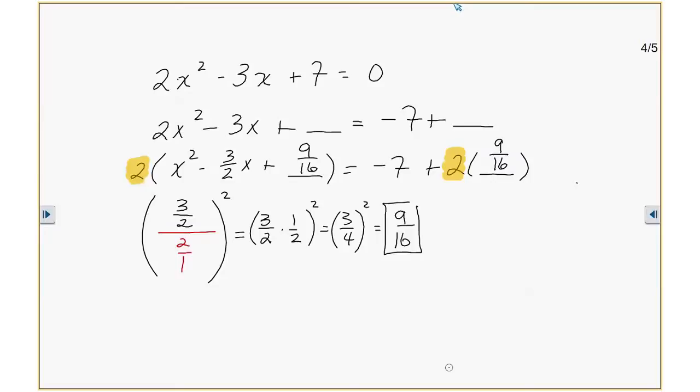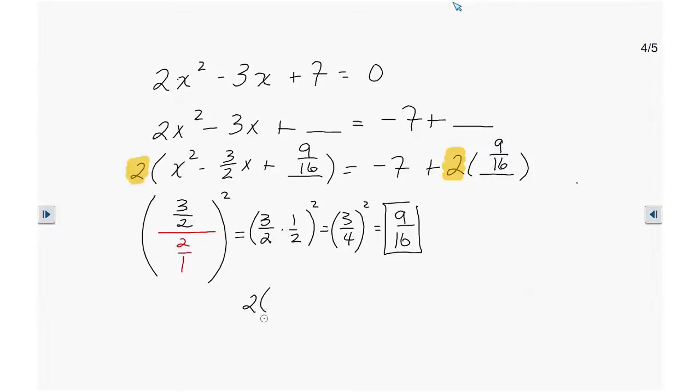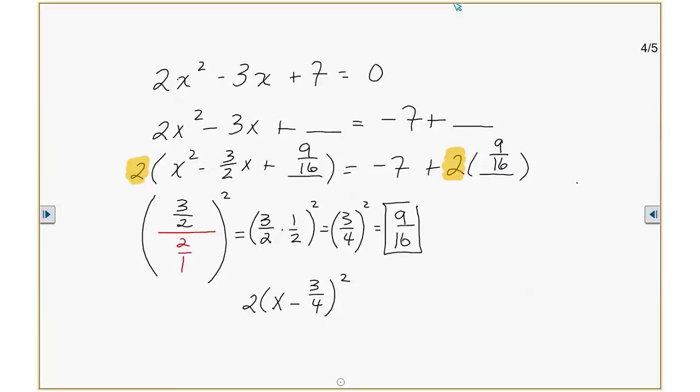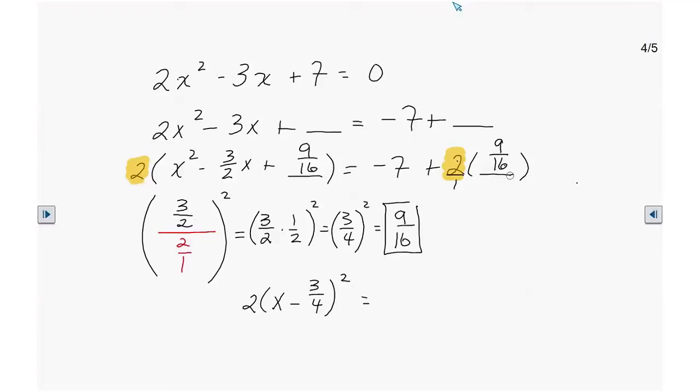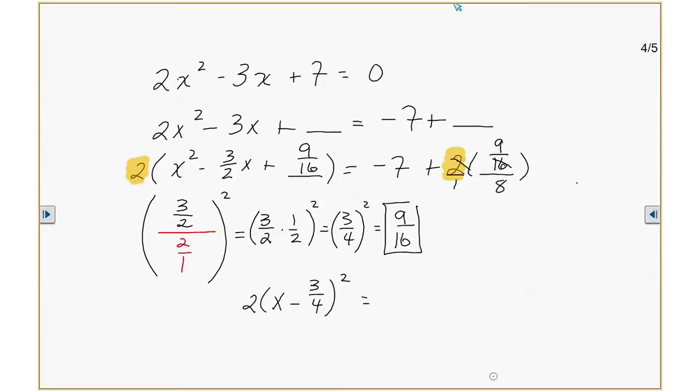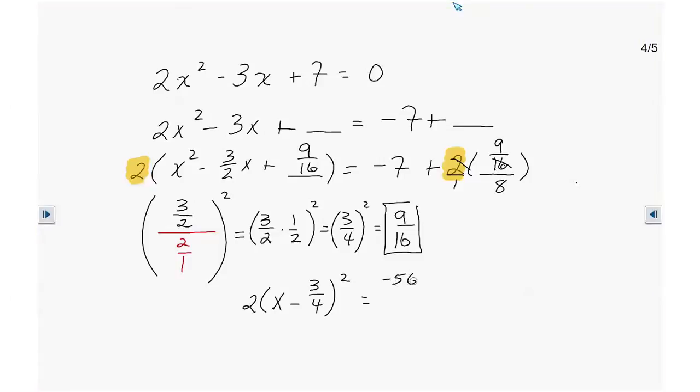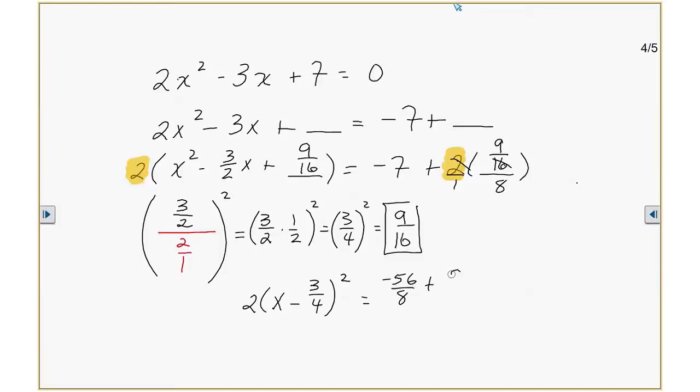So that gives us 2 times x minus 3/4 quantity squared is equal to, okay, you're supposed to shut down now because it's got a fraction in it, and this is where you quit, right? So the 2, that's 2 over 1, the 2 will cancel this into what? An 8. So that's 9/8. Change this to, what's 8 times 7? 56 or 48? 56. Negative 56/8 plus 9/8.